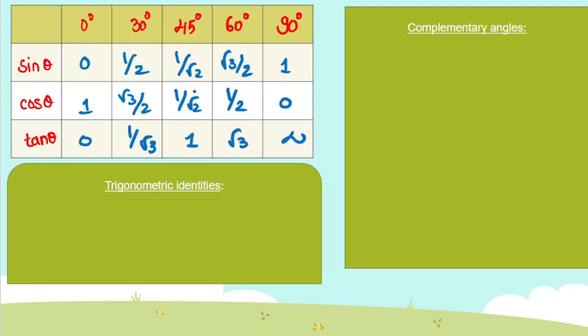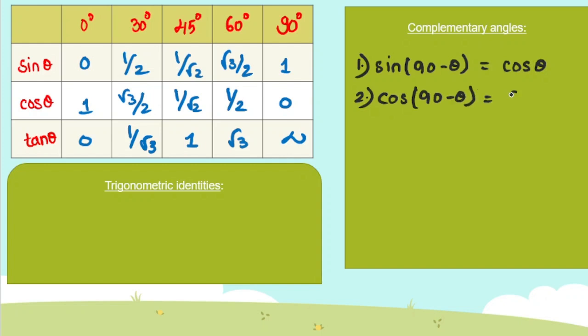Okay. Now, we are going to go to complementary angles. So, what are complementary angles? First, let us take this. If I write sine 90 minus theta, this is a complementary angle which will be equal to cos theta. And number 2 I am going to write here is cos 90 minus theta. Cos 90 minus theta is equal to sin theta. Then number 3 we are going to see is tan 90 minus theta. Tan 90 minus theta is equal to cot theta.